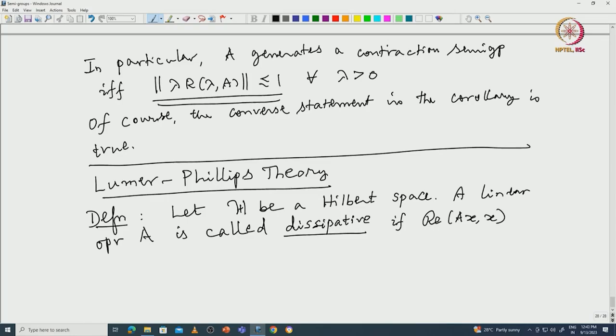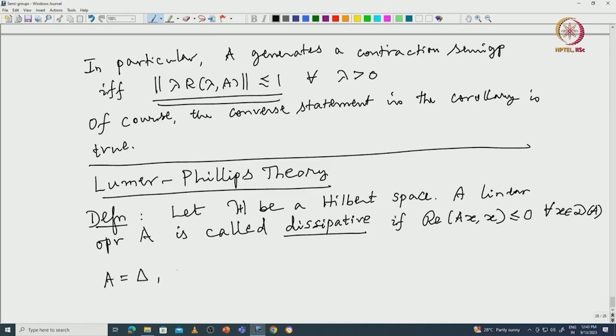In general that could be a complex Hilbert space, because we need complex Hilbert spaces at many instances. Of course, if it is a real Hilbert space, you can just remove that. So, for all x in D. In applications it actually implies the energy is dissipating.